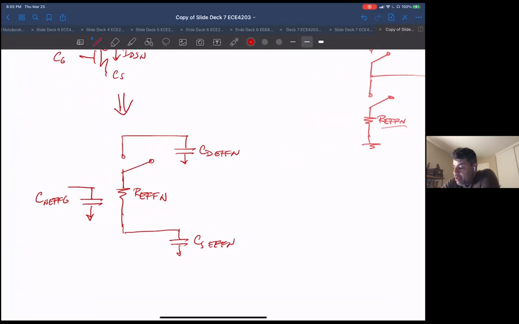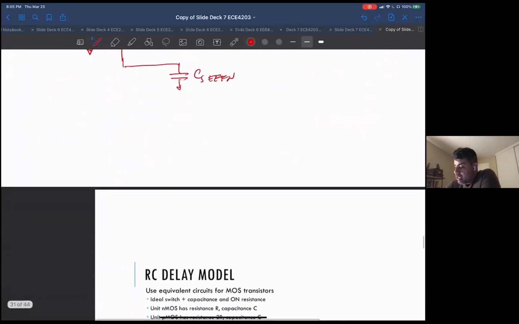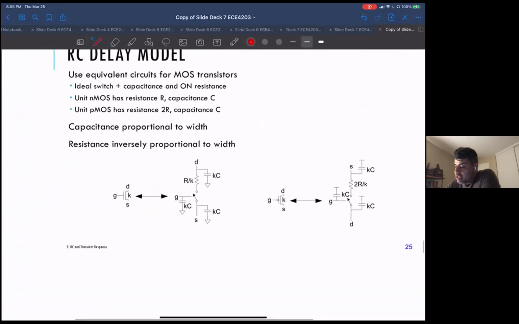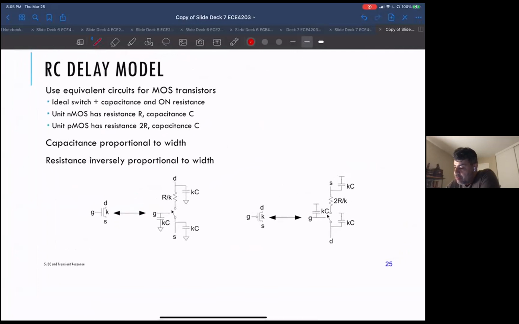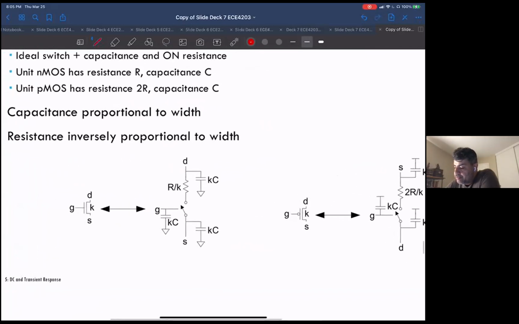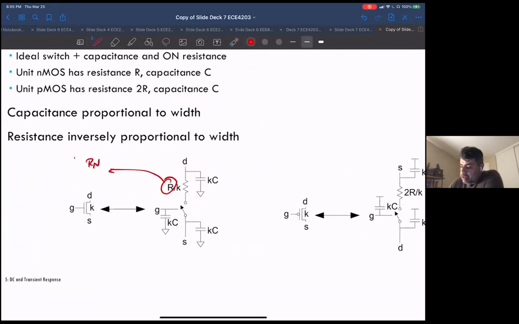Okay, and the PMOS is going to be similar, except it's going to have its own effects. So here's the NMOS model. You have this R resistance. This R is like our R sub n. Okay, so this R is our R sub n.